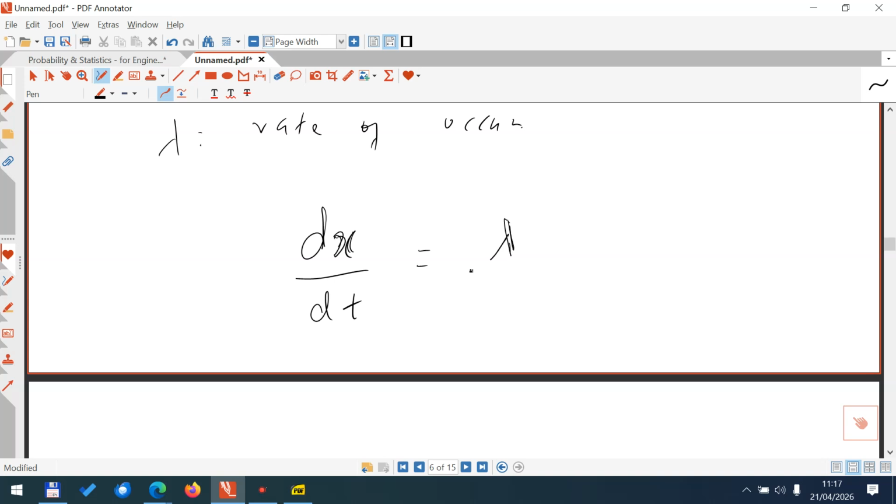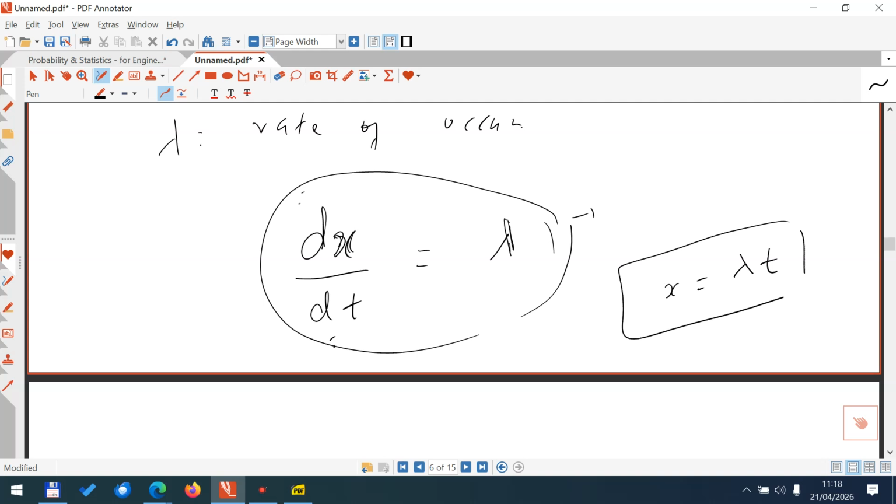But here is a catch. You got it right, it has to be lambda, because this is also small and this is also small. So if you now solve this equation, what will be x? Just solve this equation. Integrate both sides. So it will be lambda times t. But we already know this: mu is equal to lambda times t.